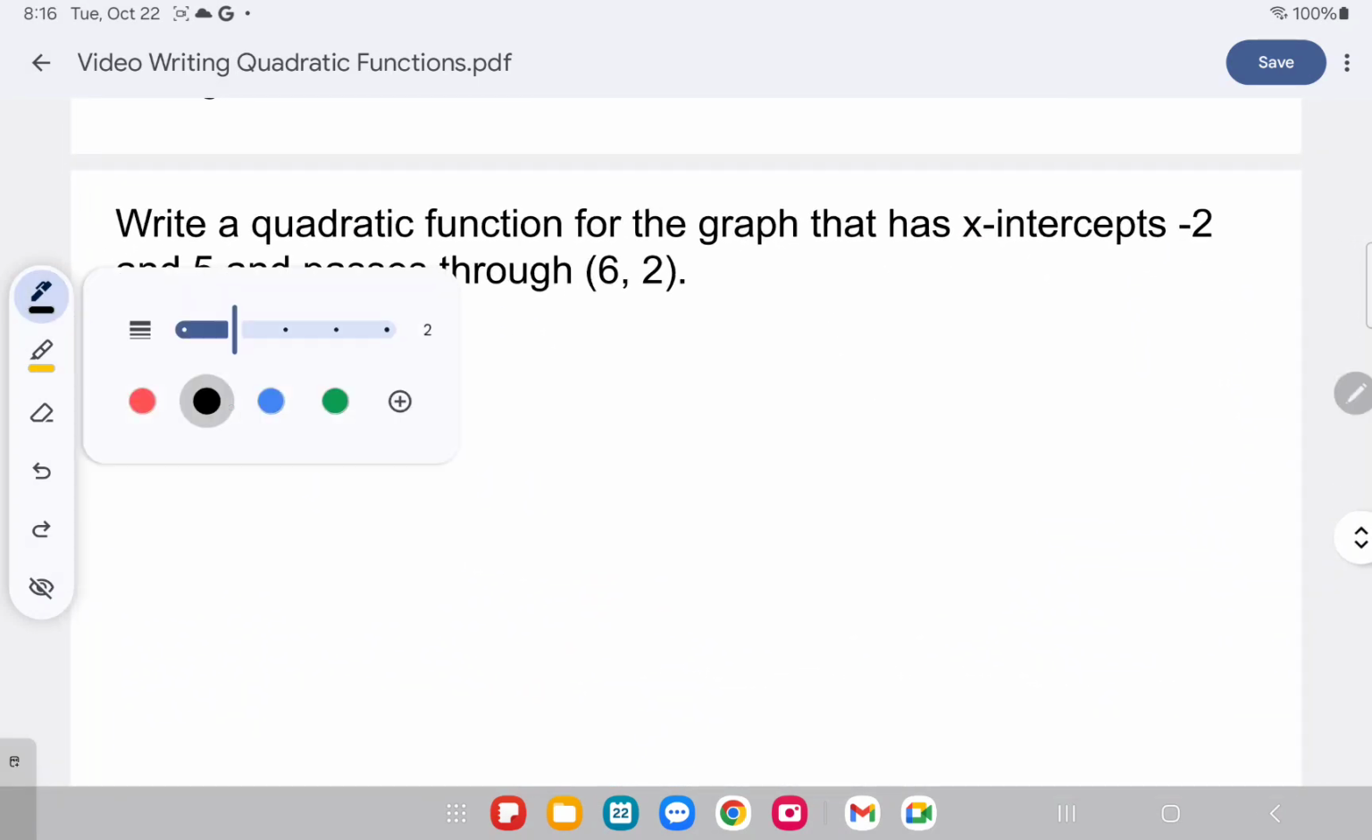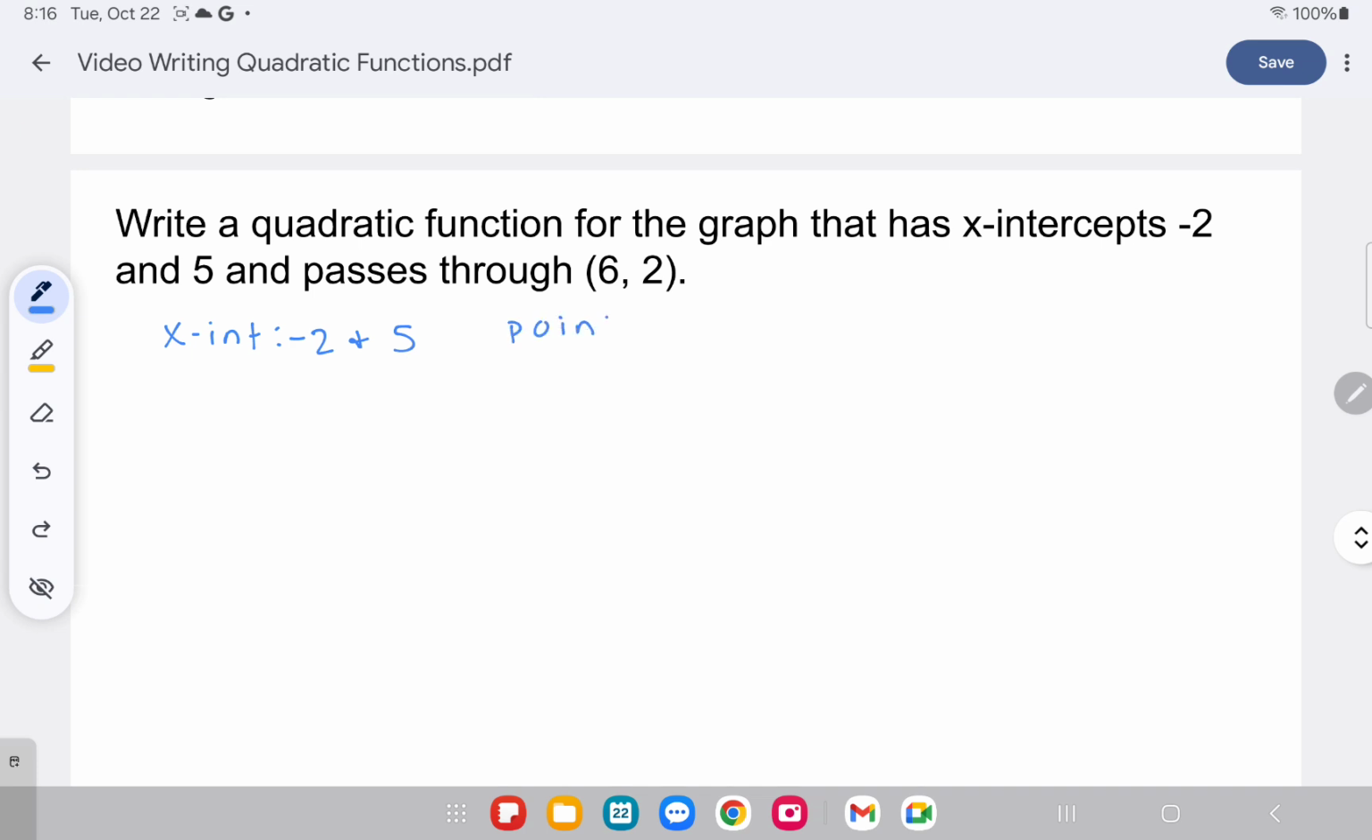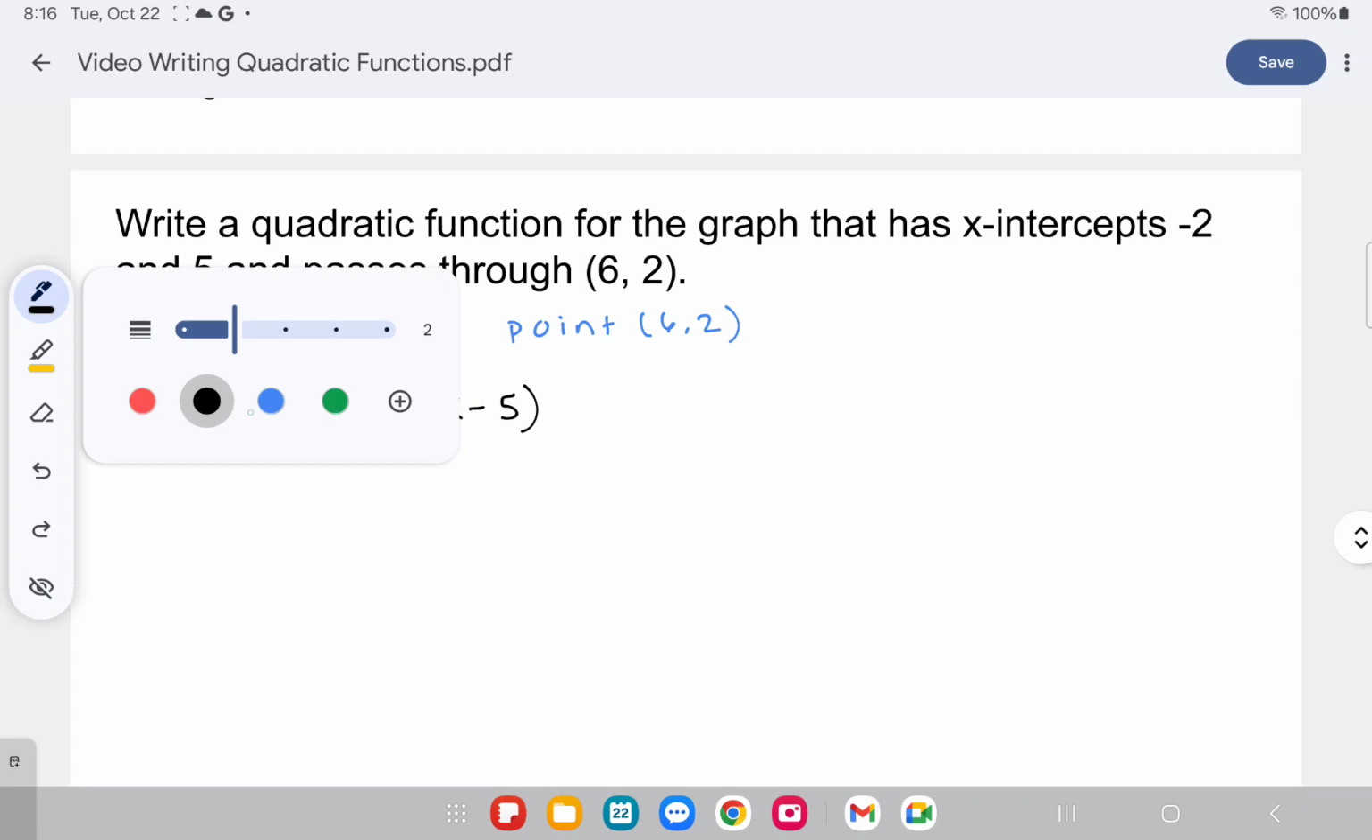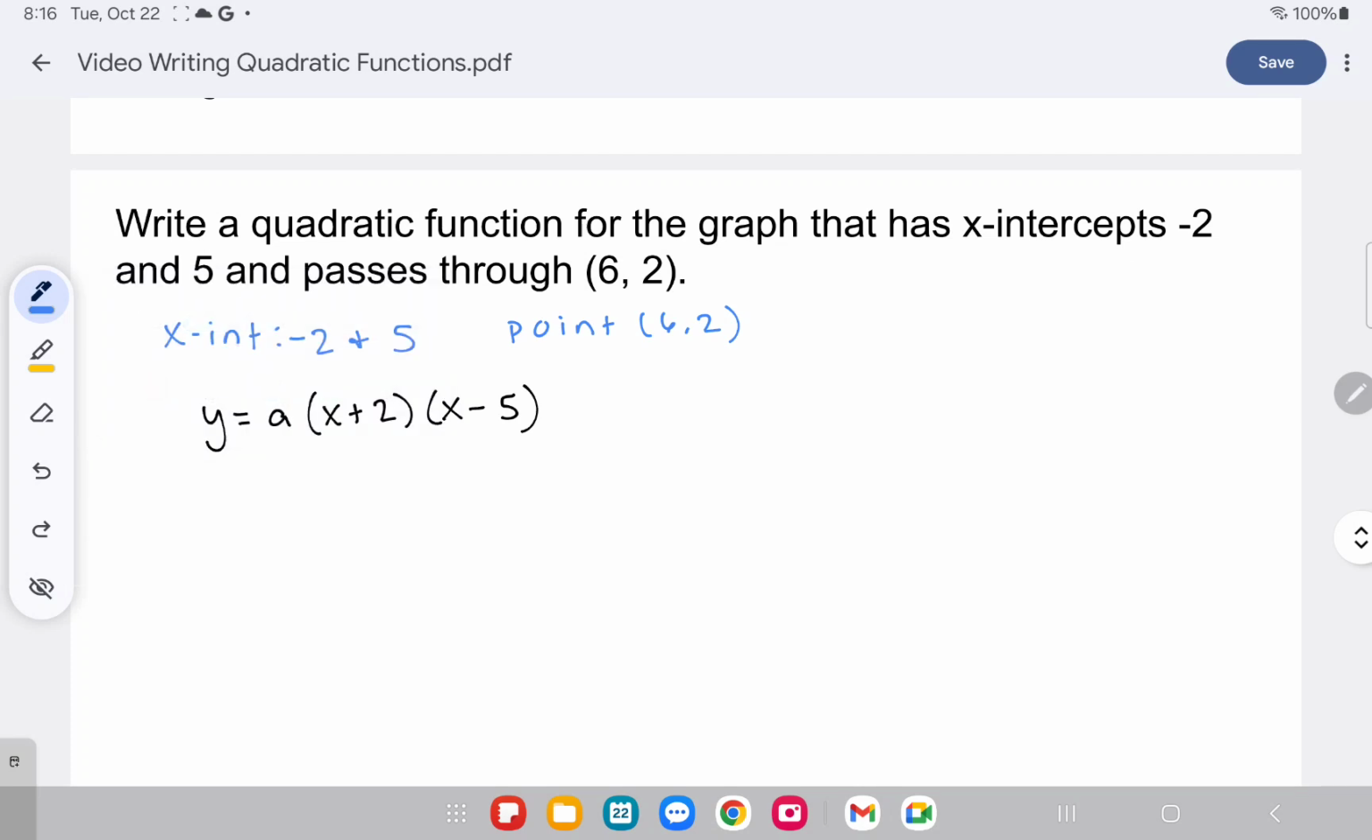So here's another example where it gives us the x-intercepts are negative 2 and 5. So we're going to use intercept or factored form. The point is (6, 2). So writing our intercepts in, we have y equals a times (x plus 2) times (x minus 5). Those are the factors based off of those x-intercepts or solutions. And to find a, we need to plug in the coordinate given. So when x is 6, y is 2.